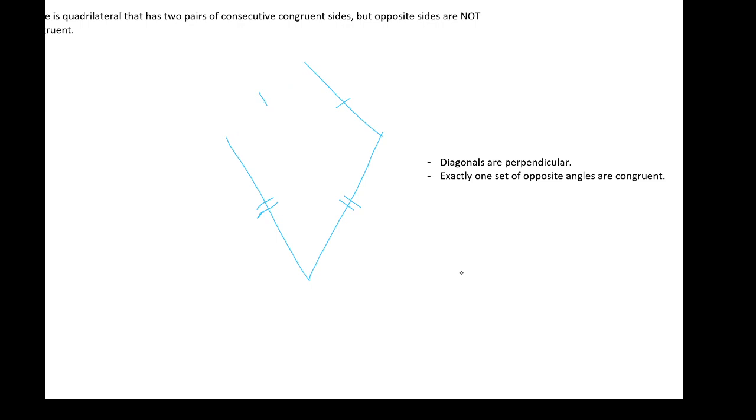So right here, where these guys are congruent, this guy and that guy are not going to be congruent. That's just not the case. If it is, it's not a kite anymore. So it's always going to be this guy.